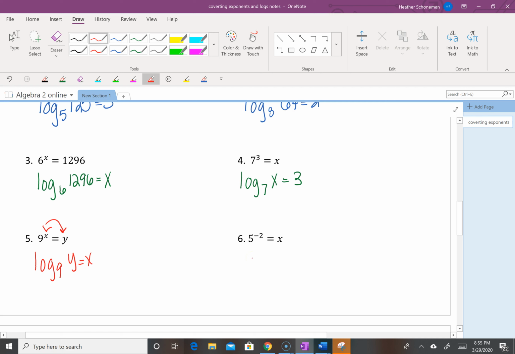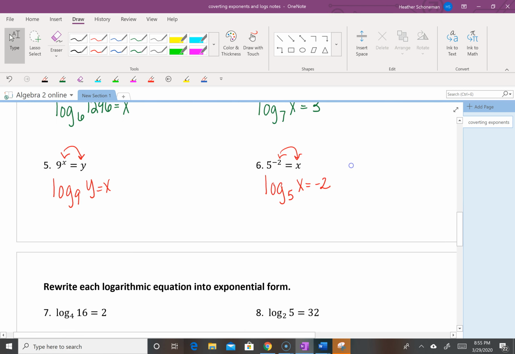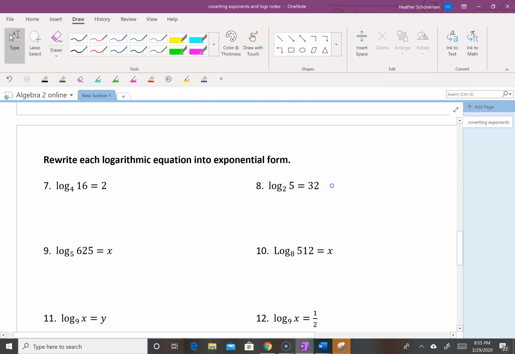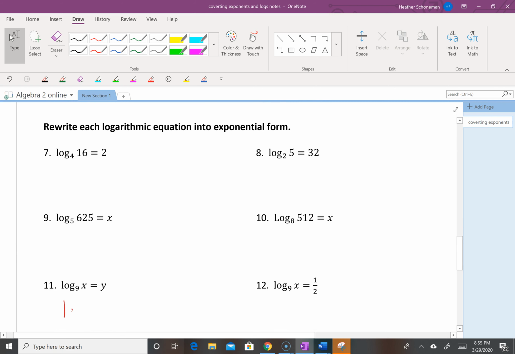So the last one, 5 to the negative second equals x. Well, I could write log. My base is 5. These two switch places. So negatives are going to show up in here, and that's okay. No big deal. Okay, we're also going to have some fractions later. No big deal. All right, now we need to rewrite this one.